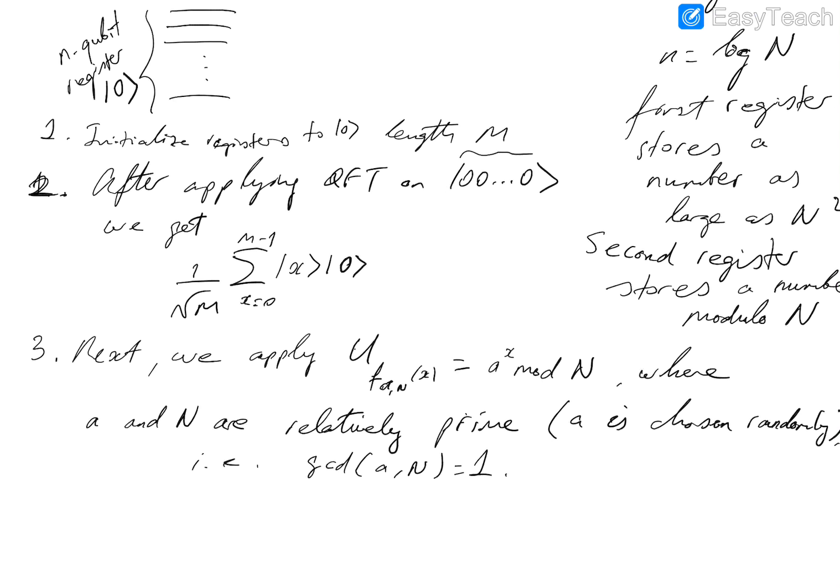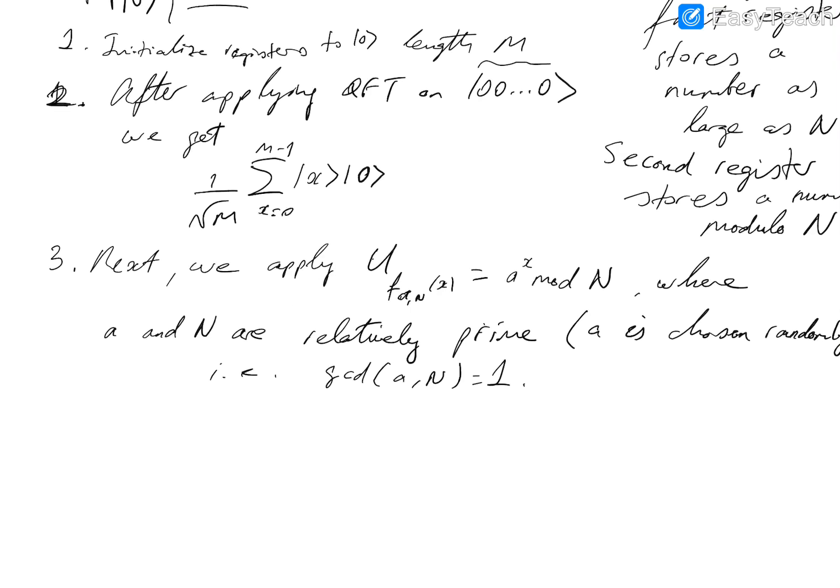And after applying the modular exponentiation function on the second register, what we get is 1 over square root m, sum from x equals 0 to m minus 1. In the first register we have the superposition state x, and then we have f of x. So we have x and the corresponding f of x. So we have the entire superposition.